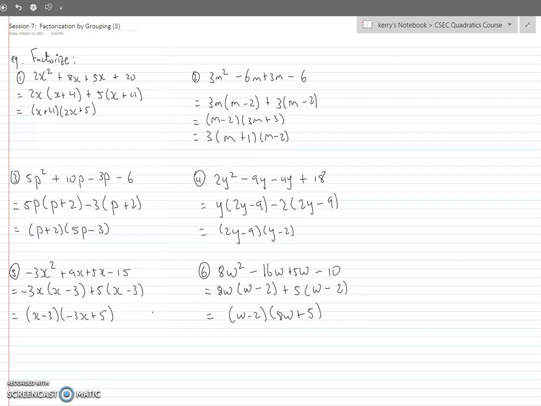The worksheet will have some slightly harder questions, so feel free to ask for assistance in the chat if you have any questions. And with that being said, we are now done with this portion of factorization by grouping.